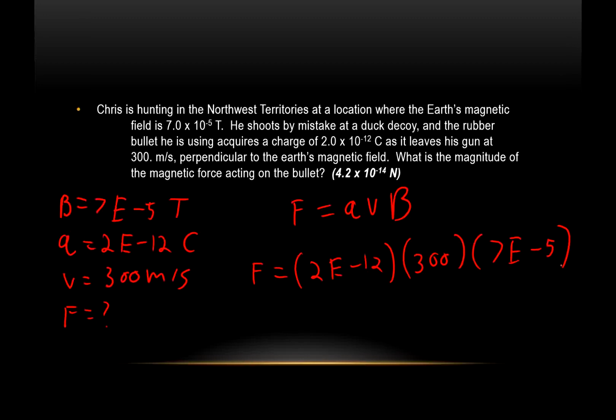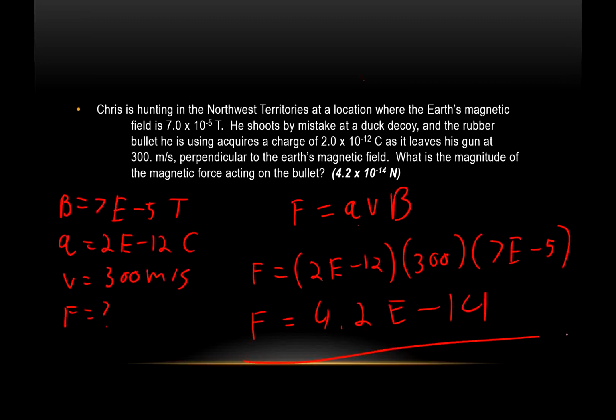Now I'm going to plug this into my calculator. I know it tells us the answer, but it's always good just to double check and make sure we're doing this properly. 2e negative 12 in brackets times 300 times 7e negative 5 in brackets, and we get exactly what we'd expect. The force here is going to be 4.2e to the negative 14.